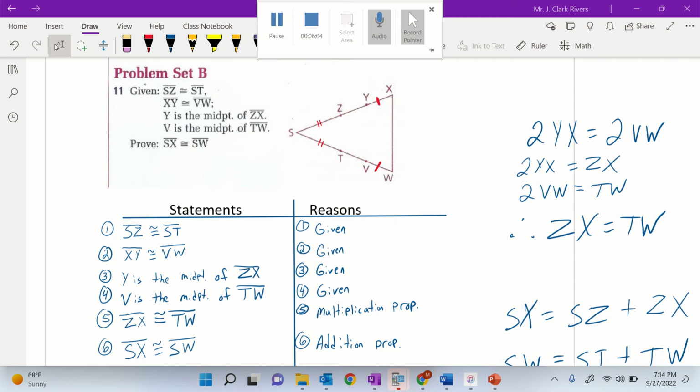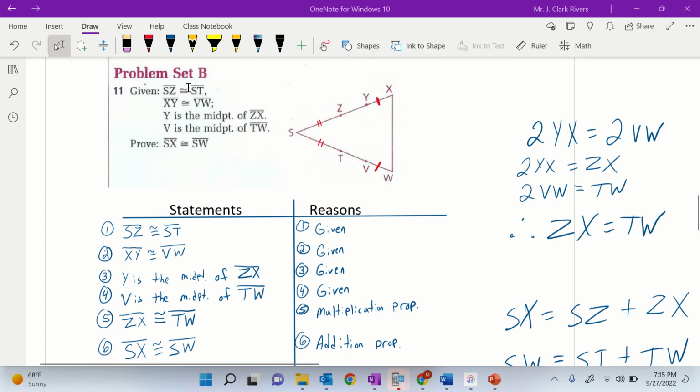All right, number 11 is pretty tough. You may have figured it out, but it's not an easy problem. So if you struggle with it, just know that's normal. It is given that SZ, which is this 2 tick mark segment here, is congruent to ST, that 2 tick mark segment there. It helps to mark up the figure, especially on a problem like this one.